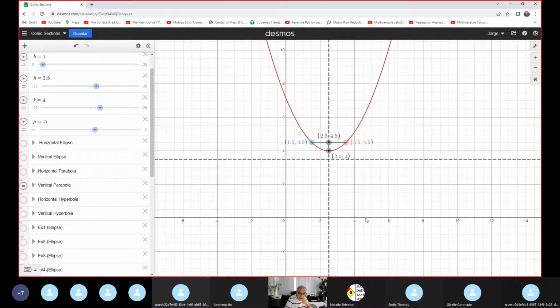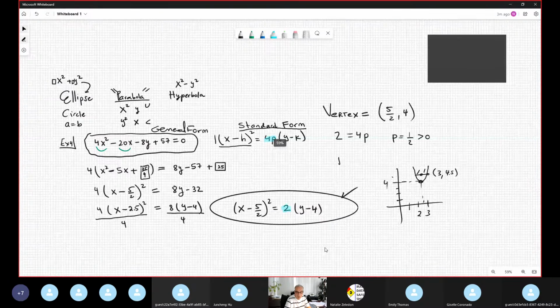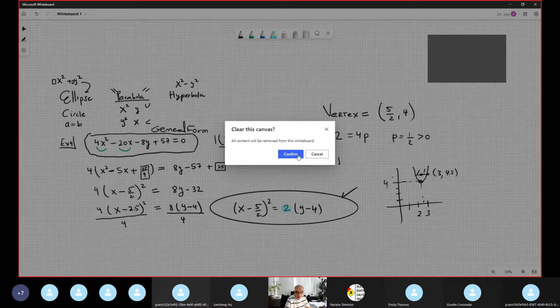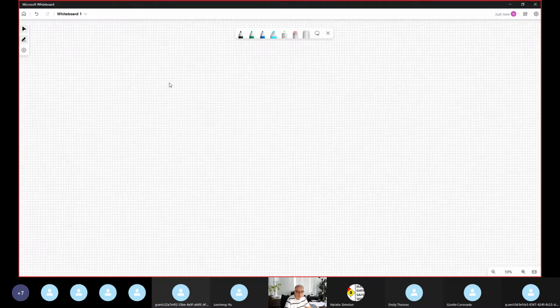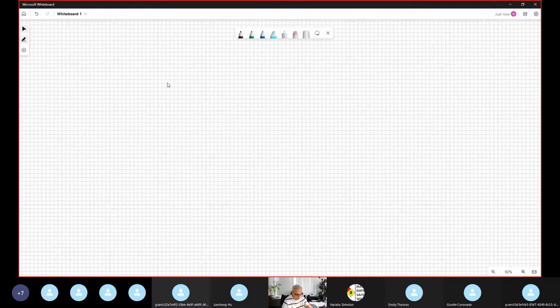So let's move on to the hyperbola. Let me explain it here. Hyperbola. Now, the hyperbola is a little bit different, because the hyperbola, first of all, has two branches. Let me explain the theoretical part for the hyperbola. In the hyperbola, we have two branches.